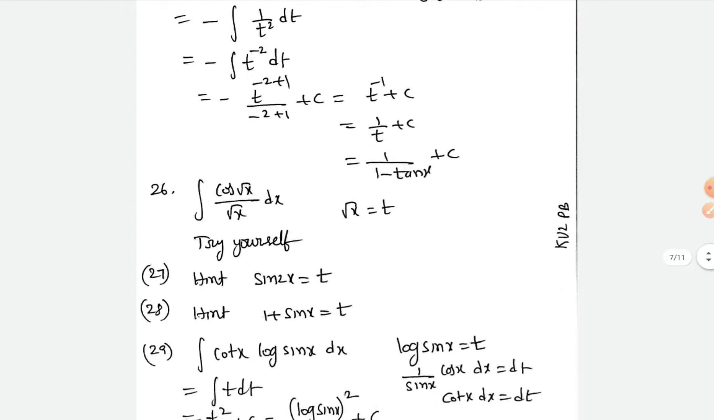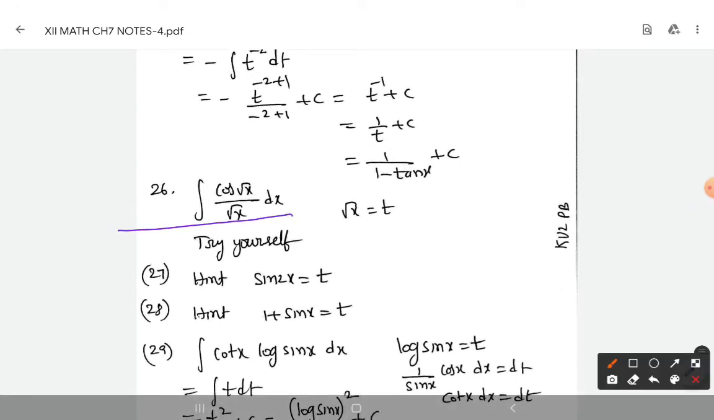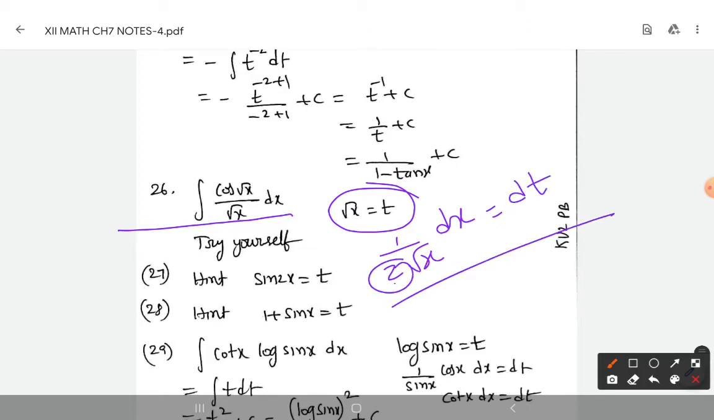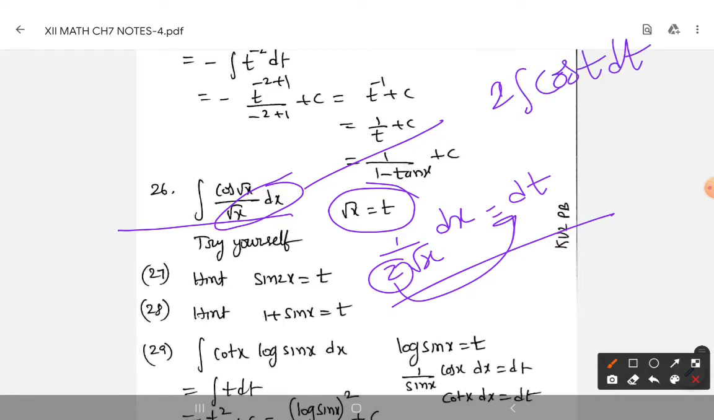So 26th question is cos root x by root x into dx. Take root x is equal to t, because root x derivative is 1 by 2 root x into dx equals dt. So this 2 will be transferred to the right side, so that you will get the answer by taking this as dt. Then it is 2 integration cos t into dt. So cos t integration is sin t. T is root x.